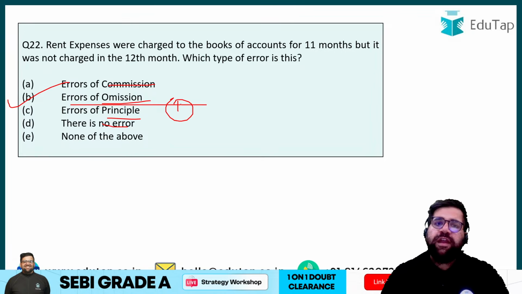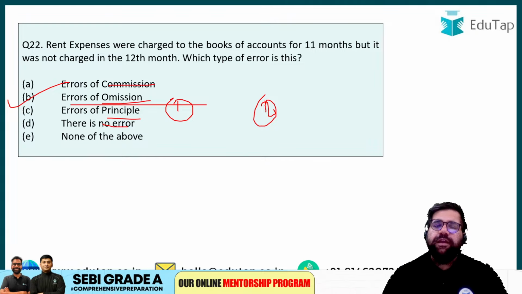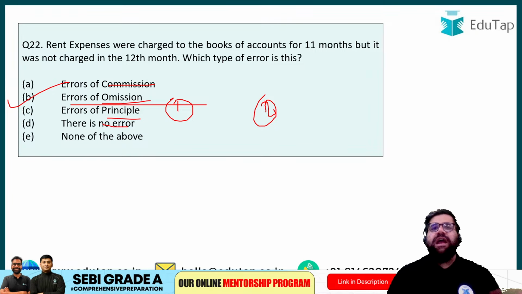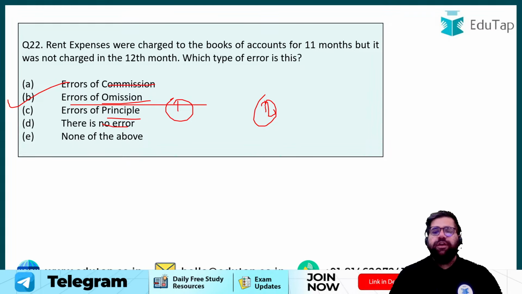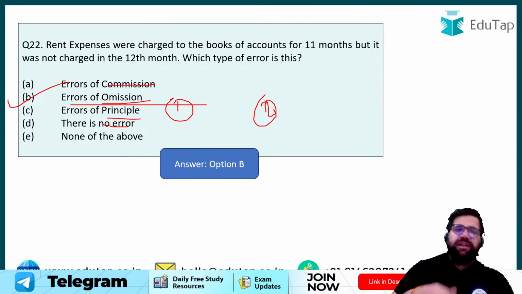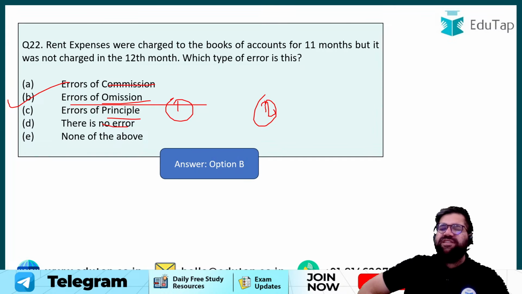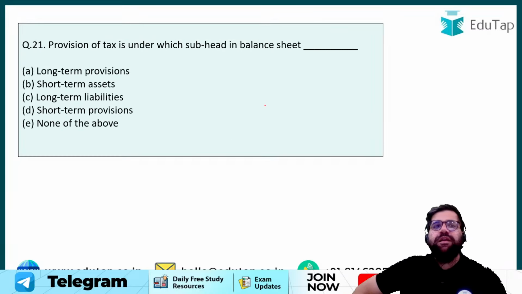Now, error of omission can be of two types. It can be error of full omission and it can be error of partial omission also. In this case, you have completely forgotten. So my answer will be option number B, which is error of omission. By the way, this is a previous year question of SEBI or of PFRDA, right?